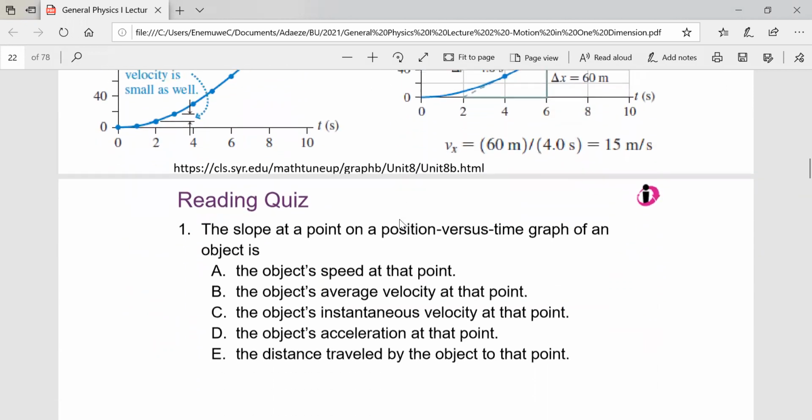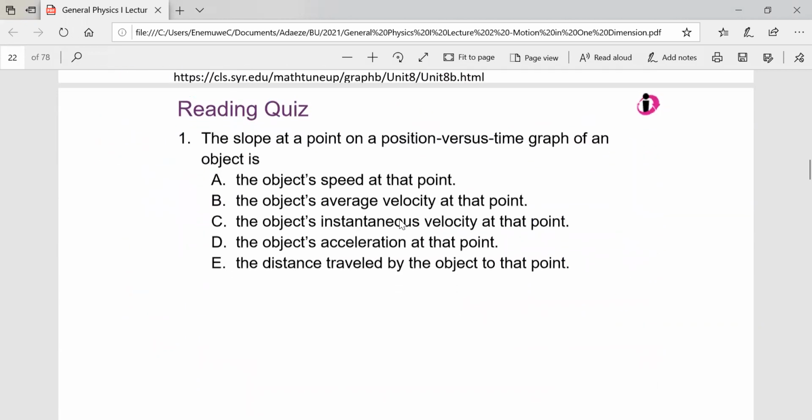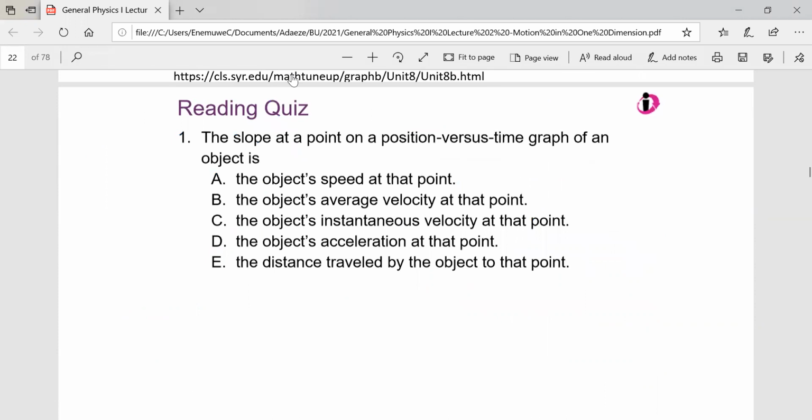Okay, so let us try to practice some things. Do we have any comment? Good. Can you all hear me?